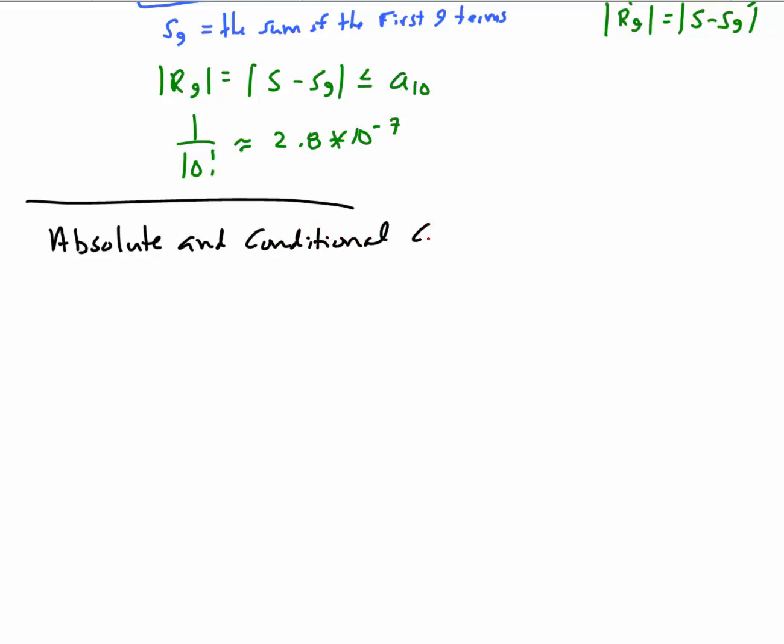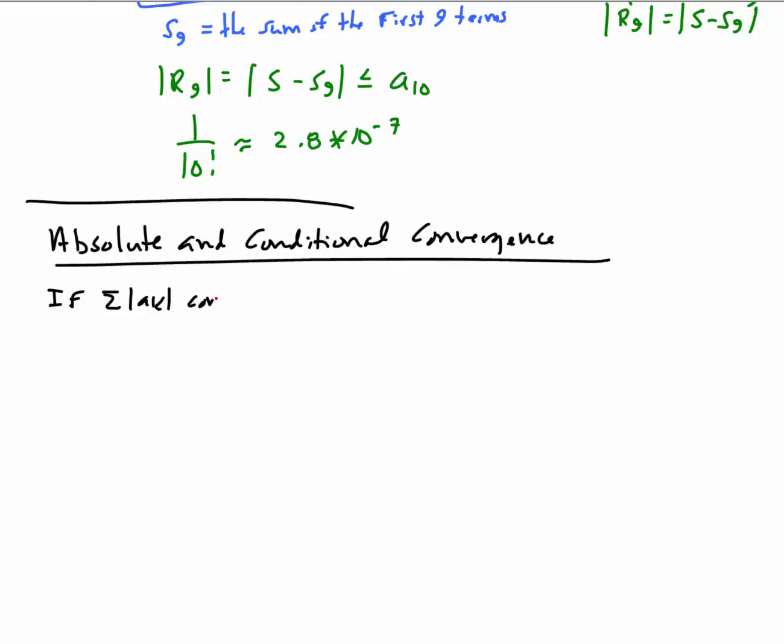When we're talking about absolute and conditional convergence, we're checking for absolute values, as you might notice in the name absolute. So what we have here is: if the absolute value of a series converges, then the series itself, a sub k without the absolute value, converges absolutely. It's not true that just because a series converges, the absolute value will converge as well.